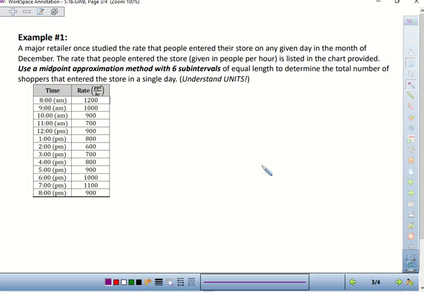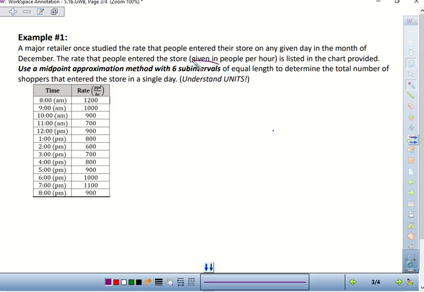So let's go ahead and practice one of the problems we kind of learned about yesterday, but I feel like we didn't get a lot of practice with midpoint because that's the one that we didn't really do as much. So let's go ahead and do some midpoint problems. It says here, a major retailer once studied the rate that people entered their store any given day of the month in December. The rate that people entered the store, given in people per hour, is listed in the chart provided. Use the midpoint approximation method with 6 subintervals.